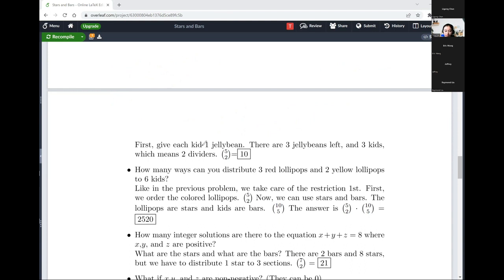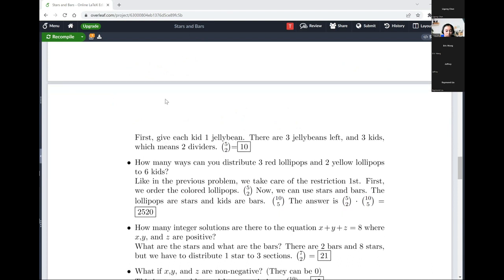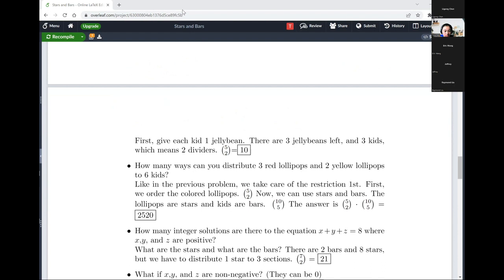Oh, yeah, and our next problem is how many integer solutions are there to the equation x plus y plus z equals 8, where x, y, and z can be non-negative, which means they can be 0. It's very important in math competitions to know that positive integers or counting numbers refer to anything greater than 0, which does not include 0, but non-negative includes 0.